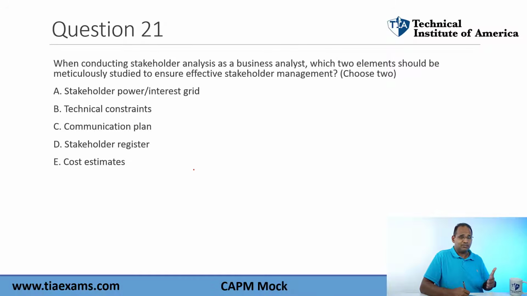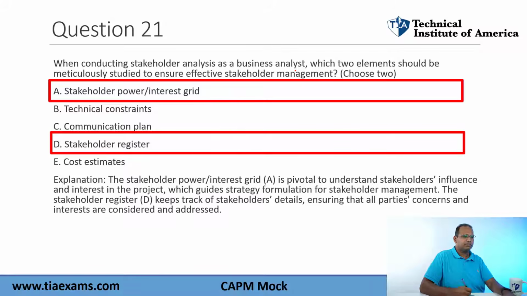So if you're a business analyst, if you're a BA, what should you be looking at really well in order to ensure your stakeholders engage or manage well? All right, answer here. Let's see if you guessed it. Pretty straightforward, actually. You should have got this one. The stakeholder power interest grid.